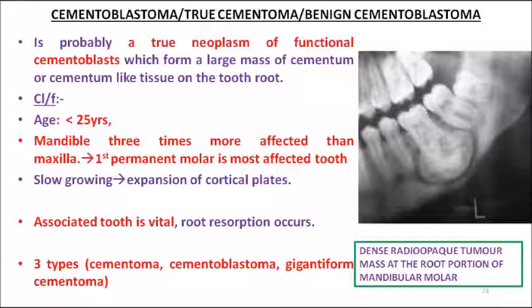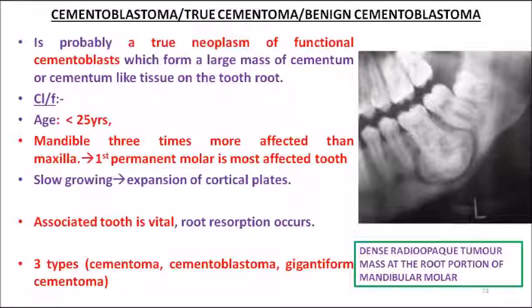It is mostly seen in the mandible, 3 times more than the maxilla, and the tooth most commonly affected is the first permanent molar. That is why the radiograph is of a first permanent molar, and the associated first permanent molar is vital. That is a characteristic feature you should remember. Cementoblastoma is a neoplasm of cementoblast cells and is connected to a vital permanent tooth. The tooth root is actually resorbed in this case, and since it is related to cementoblast cells, it is seen in the root portion only.